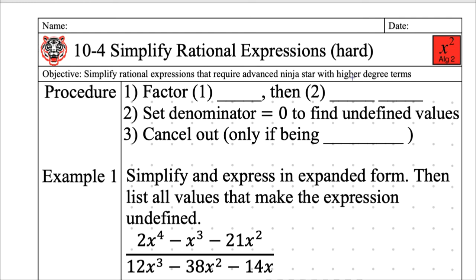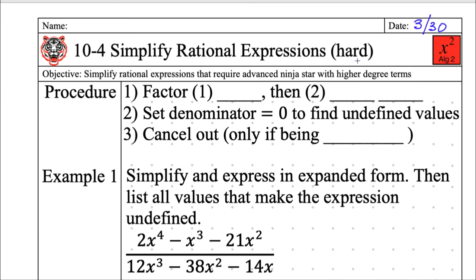This is Algebra 2, Lesson 10-4, Simplify Rational Expressions, the hard version. Today's date is Monday, March 30th, 2020. Today, all you're doing is taking notes on this lesson. You don't even need to touch the homework. You can take a preview if you want, but the homework we're going to be working on tomorrow. So tomorrow we'll have no video and it's only the homework.